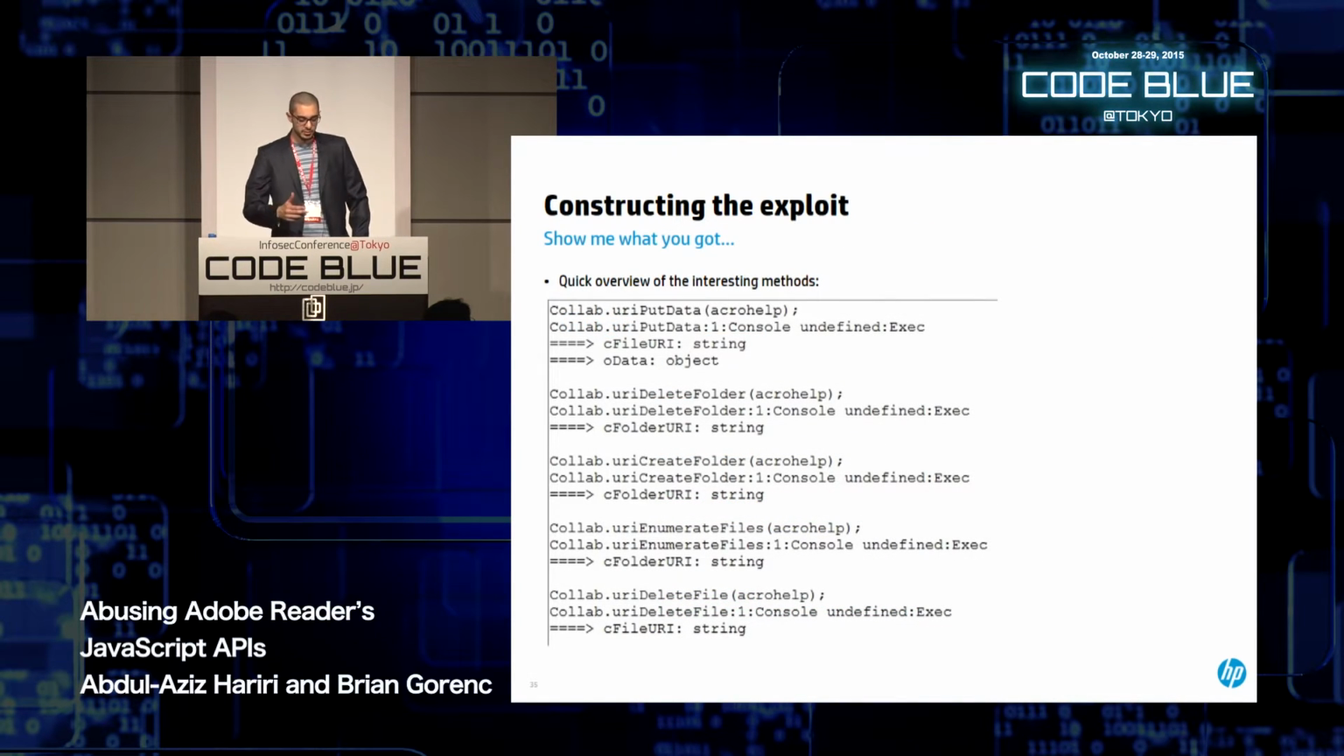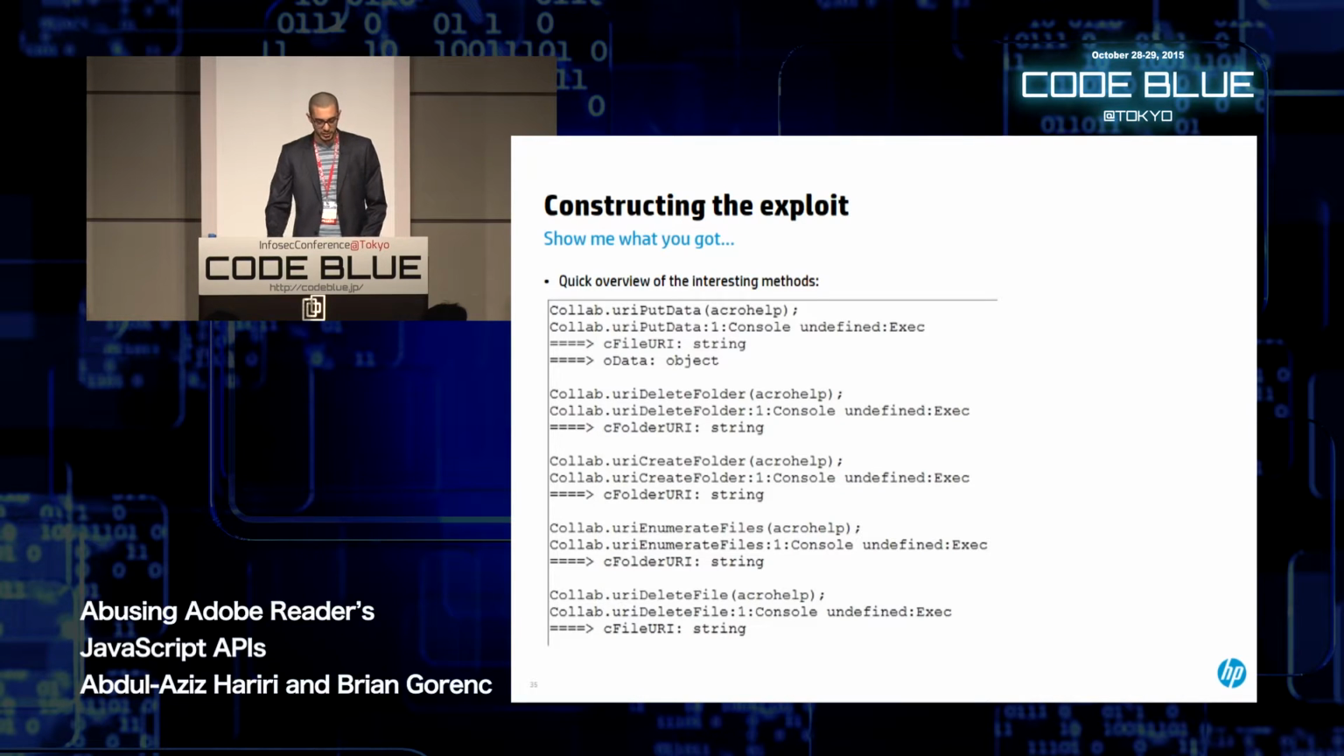I'm going to go through these APIs really quick just to explain the arguments they take. The first one is URI put data. Basically, it takes 2 arguments. The first argument is the path of the file that you want to dump data to. The second argument is OData, which is the data that you want to dump inside the file. Delete folder takes 1 argument, which is the path of the folder that you want to delete.